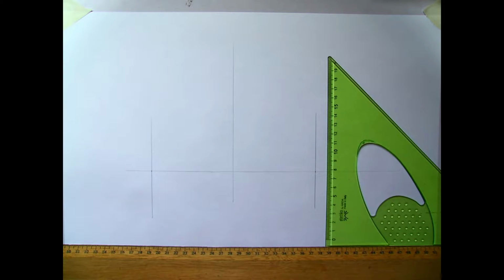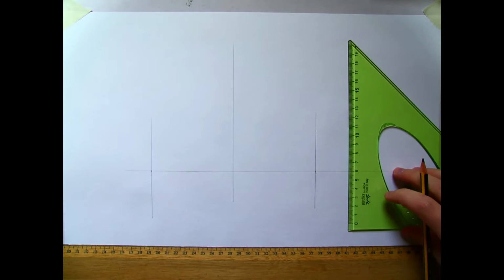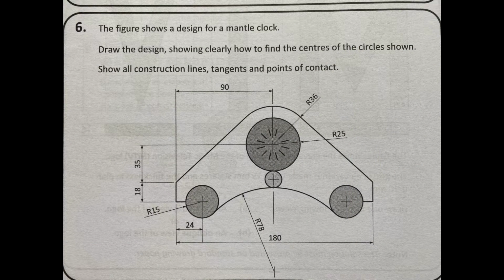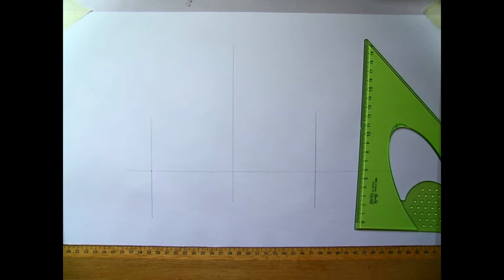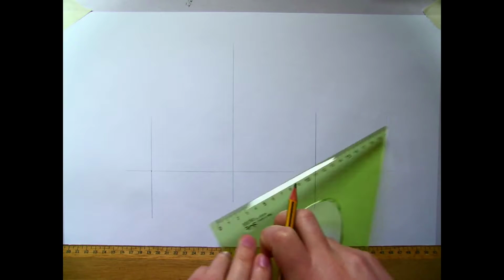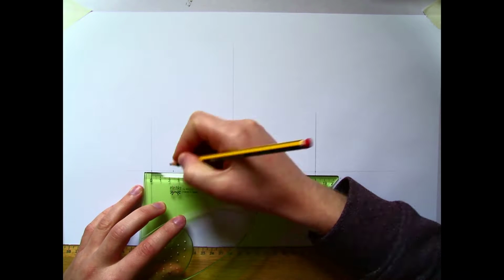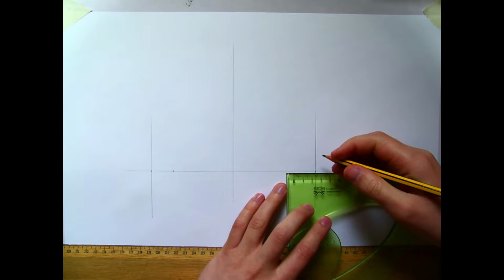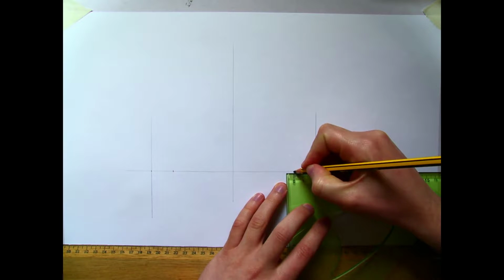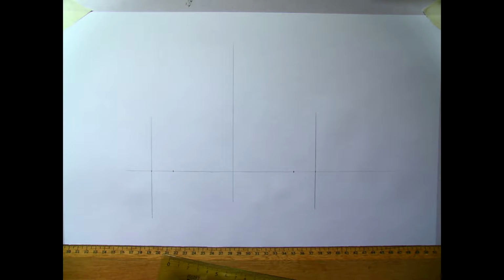Again, looking at the question, the two circles that are at the bottom are located in 24 millimeters from either side. So I'm going to find those centers next. In 24 millimeters from each side, 24 millimeters here, and 24 millimeters on the right hand side, gives me the centers for both of those circles.